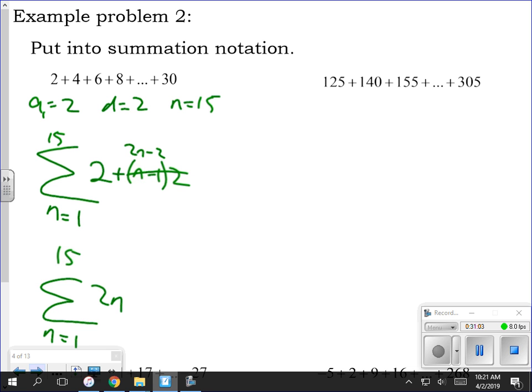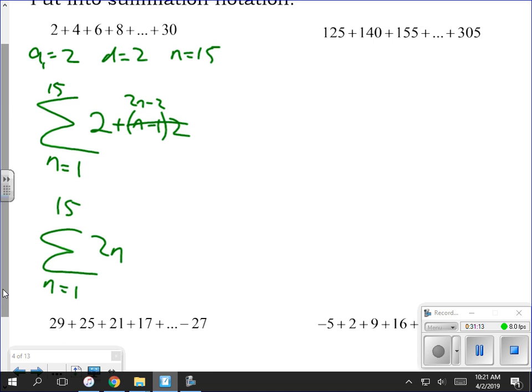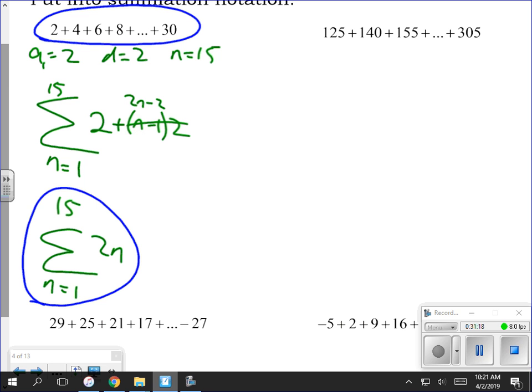Wait, why would you put up the giant sigma? Because that's what summation notation is. It's just a different way. This and this are two ways of saying the same thing. That's what that is. Two different ways of saying the exact same thing.